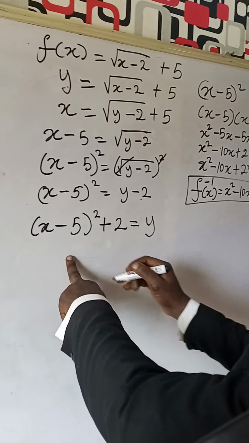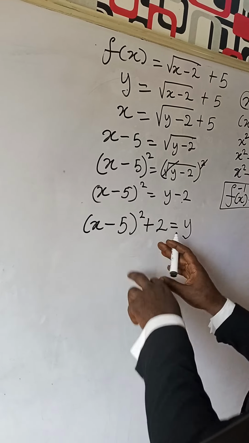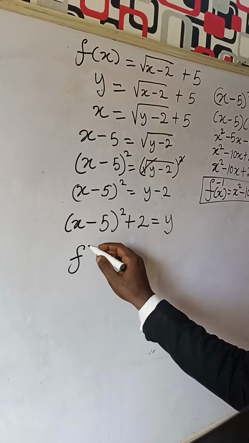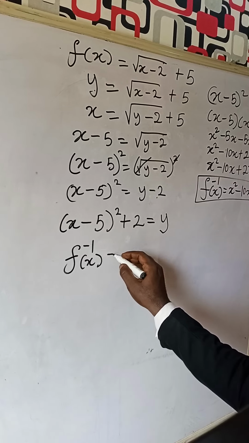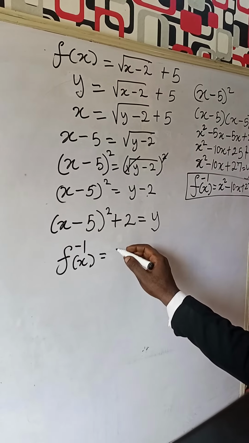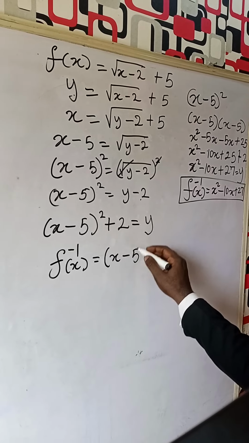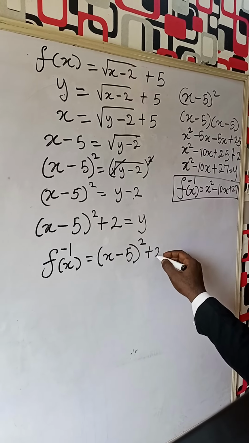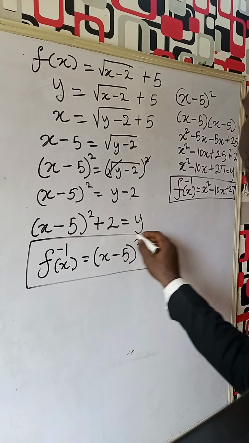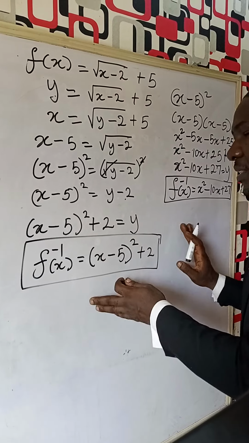And look at what I have here. So I'm going to write my answer in function form here. So it becomes the inverse function of x equals, and this is what we have here, x minus 5 squared plus 2. So both answers are correct. Either you go with this or you go with this.